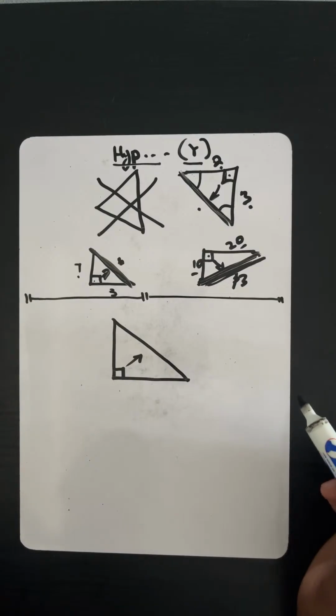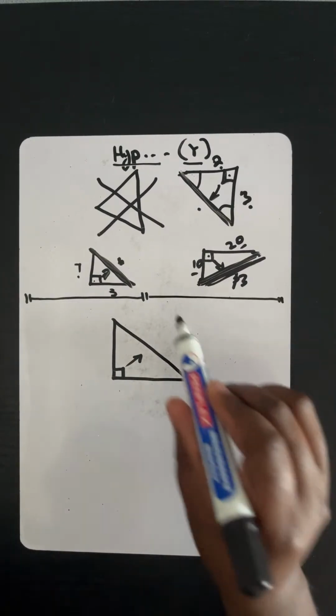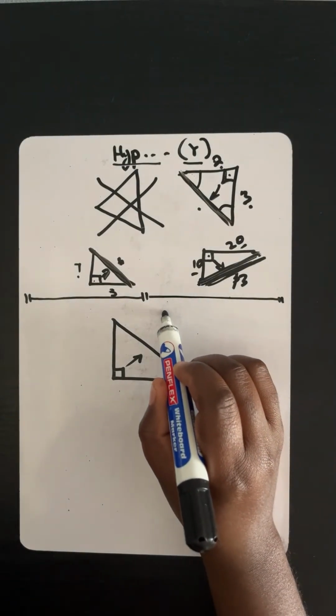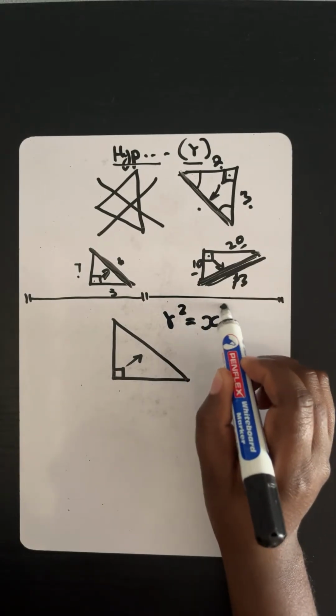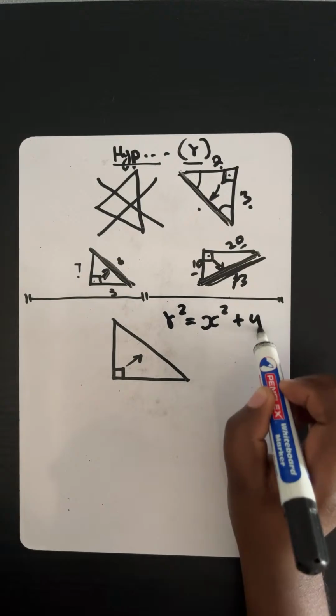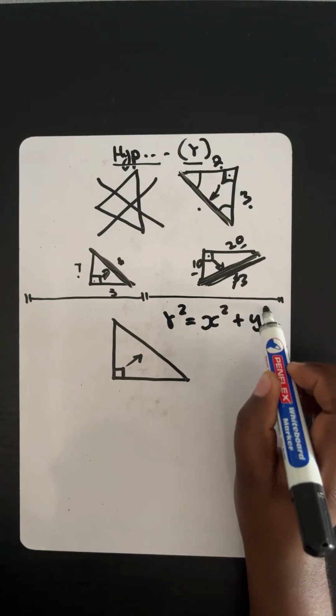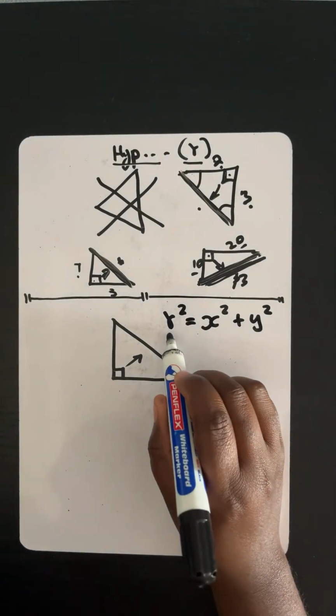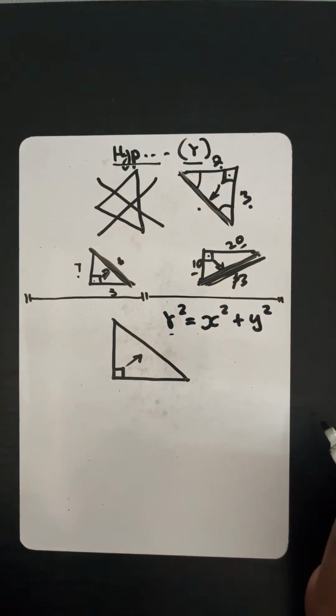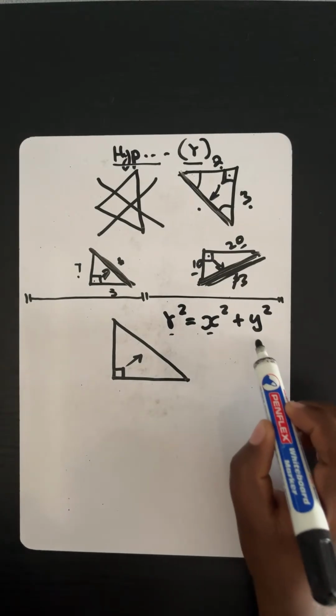Now let's come back to this one, and I would like to talk about the formula. The formula for the Theorem of Pythagoras says r squared equals x squared plus y squared. This r refers to the hypotenuse side. This x refers to the side.